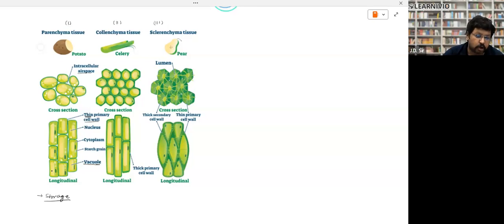Look, this is the cross section. Here you will see there is no space between the cells, right? Intercellular space is not found. Here, the primary wall is thickened, right? This is the thick primary wall, or thickening of the primary wall. This primary wall gets thickened due to the formation of cellulose. So this is cellulose thickening, right?